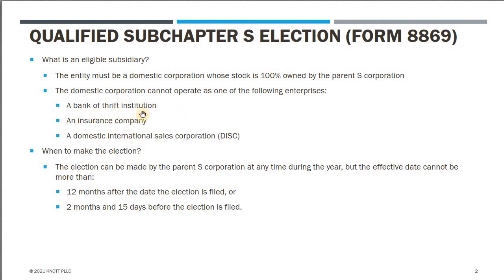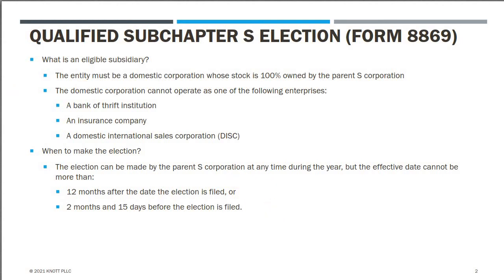So it can't be a bank or thrift institution, can't be an insurance company, and it can't be a DISC. So as long as you're not within one of those realms, and you have a domestic corporation, then you can make the election. The election has to be filed anytime during the year, but the effective date cannot be more than 12 months after the date the election was filed or 2 months, 15 days prior.